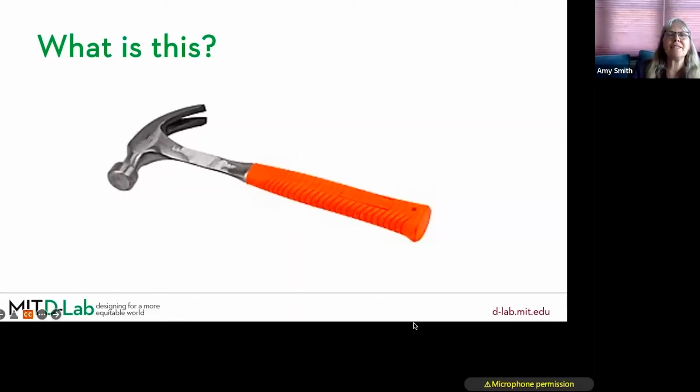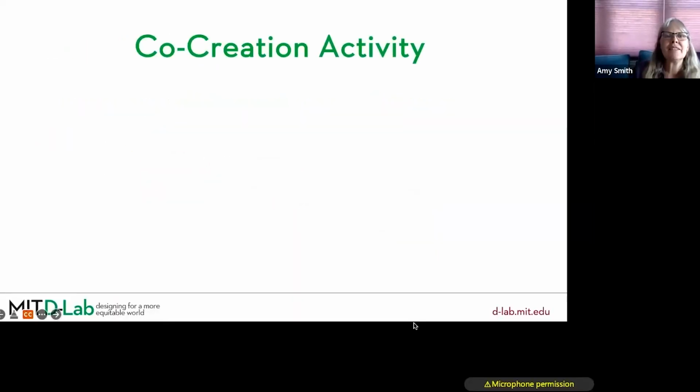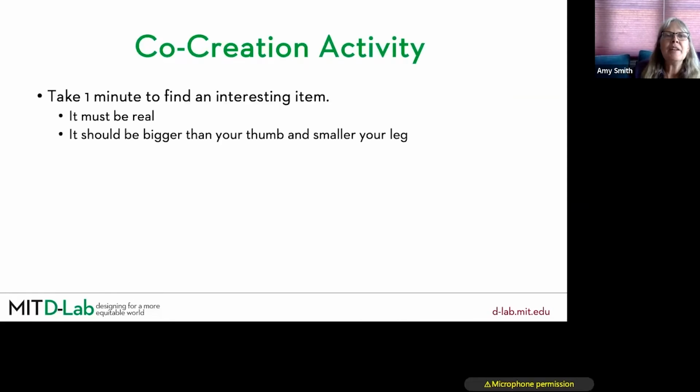So let me share my screen again, and we'll talk you through the next activity. Okay, great. So the first thing you're going to do is take 1 minute, no longer, to find an interesting item in your environment. It doesn't even have to be super interesting. It could be a drinking glass, a salt shaker, a piece of paper, just something interesting in your environment.